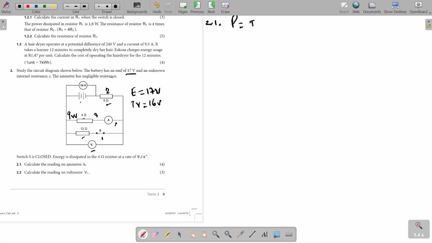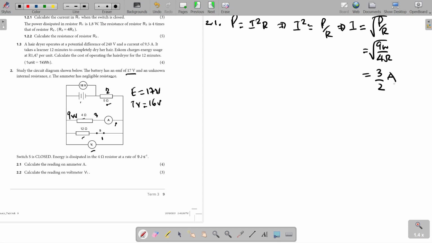We know that power is equal to I squared R. So if we make I squared the subject of the formula, it will be P divided by R. And if we make I the subject, it will be the square root of P divided by R. Substituting, it will be 9 watts divided by 4 ohms. The square root of that gives 3/2 amperes, which is equal to 1.5 amperes. So instantly we know the ammeter reading is 1.5 amperes.